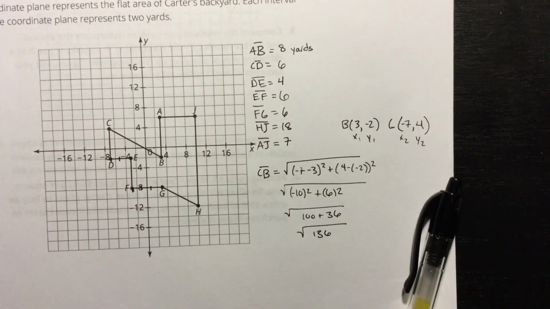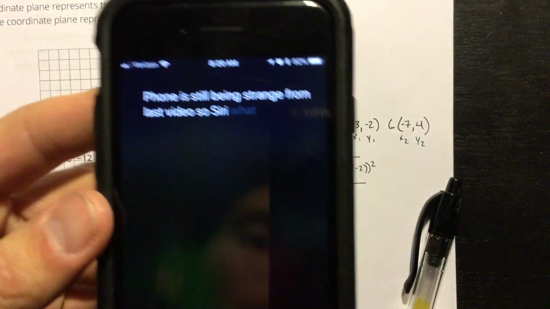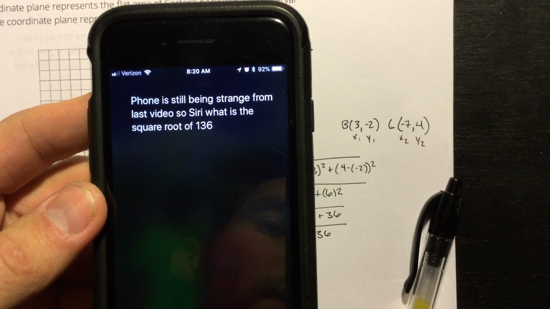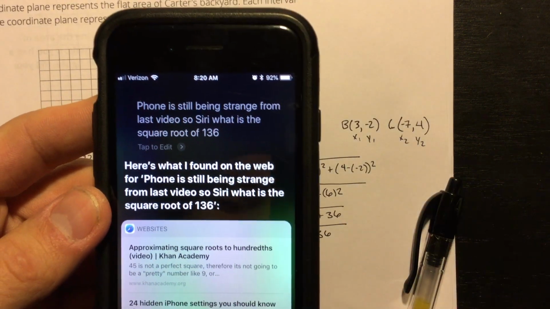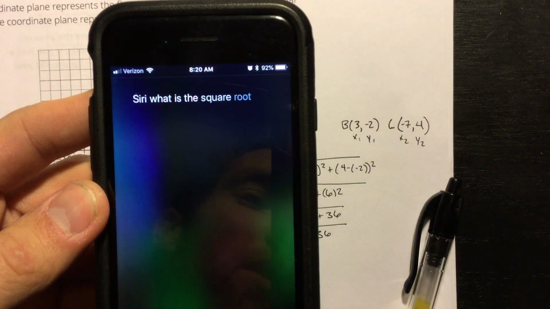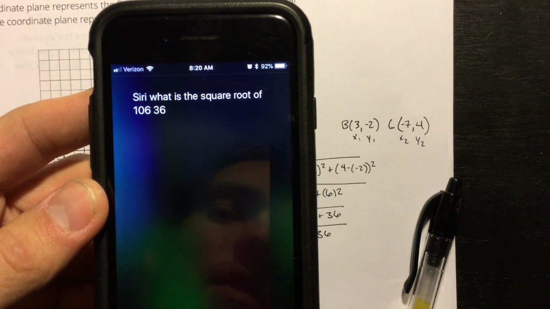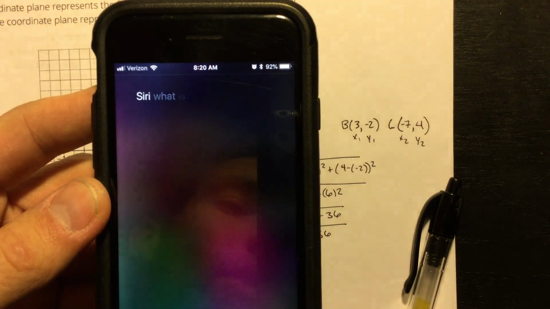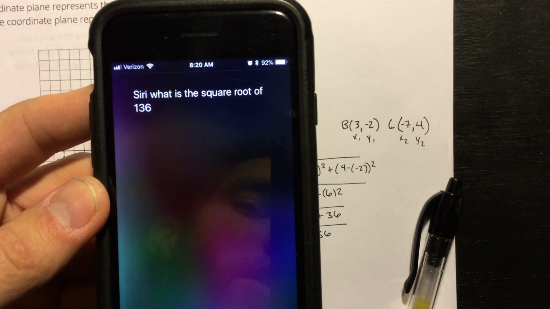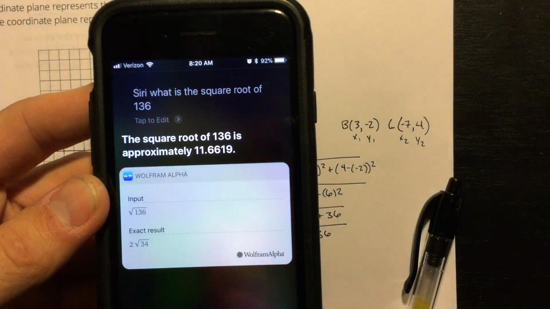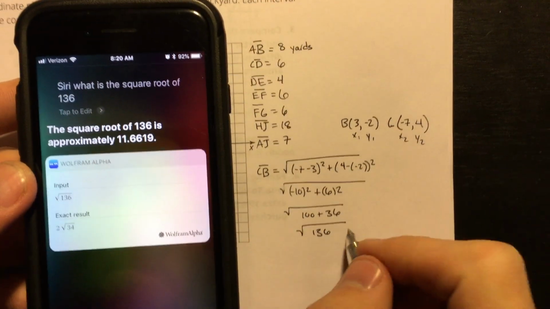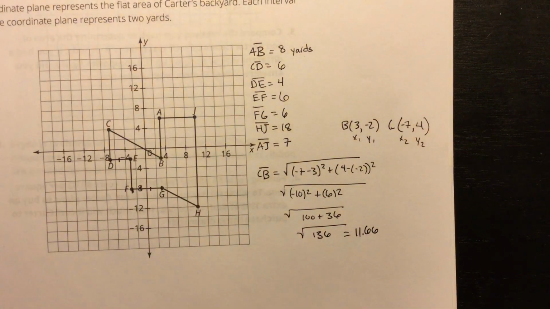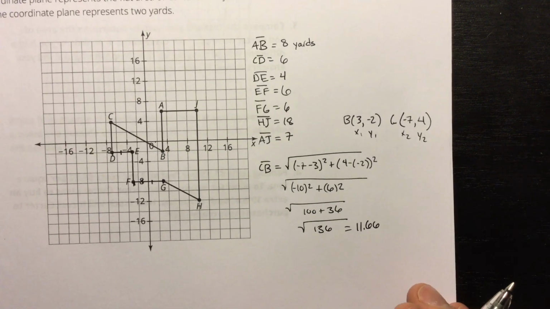And then my phone is still being strange from the last video. So Siri, what is the square root of 136? She heard all of that. Here's what I found on the web. Here we go, we'll try one more time. Siri, what is the square root of 136? The square root of 106.30. Siri, what is the square root of 136? The square root of 136 is 11.66. There we go. Isn't technology beautiful? It works the first time, every time.